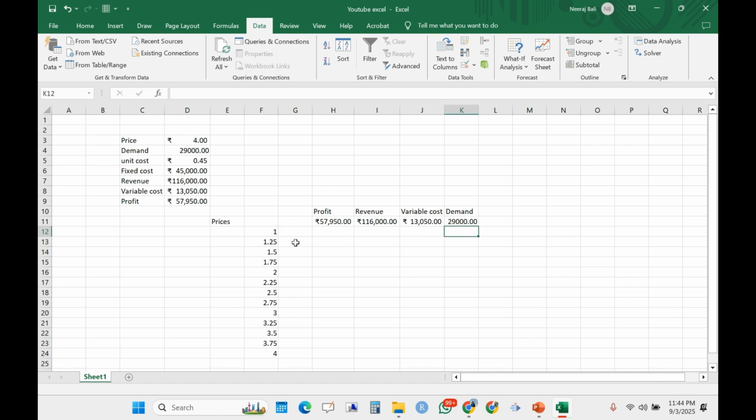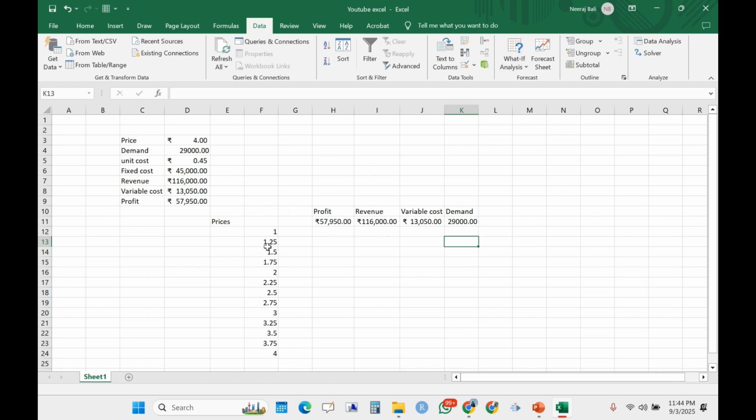The second cell is saying for 1.25, what is the profit? What is the revenue? This cell. For 1.25, what is the variable cost? What is the demand? What if it is 1.25, and what will be the profit? That is what-if analysis.